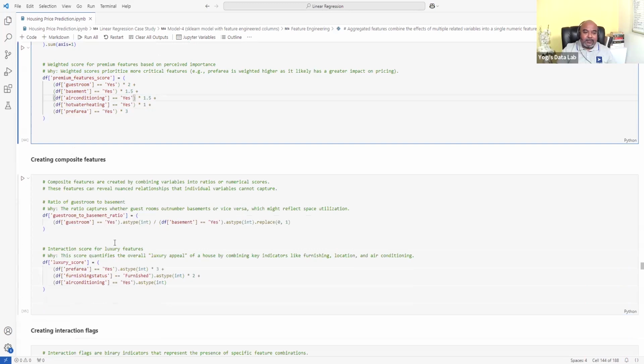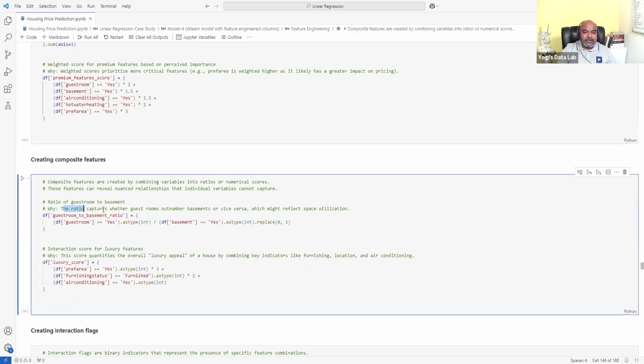I have gone ahead and created some composite features. One captures the ratio of guest rooms and basements. It captures whether guest rooms outnumber the basements or vice versa, which might reflect space utilization. Then an interaction score for luxury features, where this score quantifies the overall luxury appeal, meaning the rating of luxury appeal of a house combining key indicators like furnishing, location, and air conditioning.